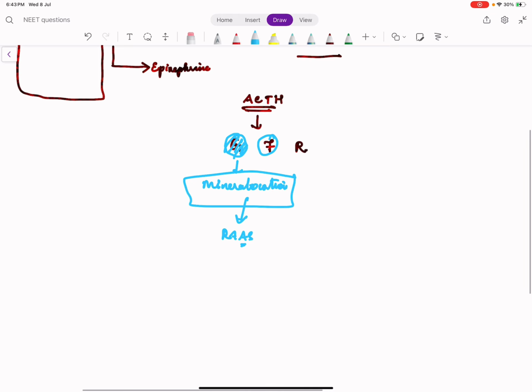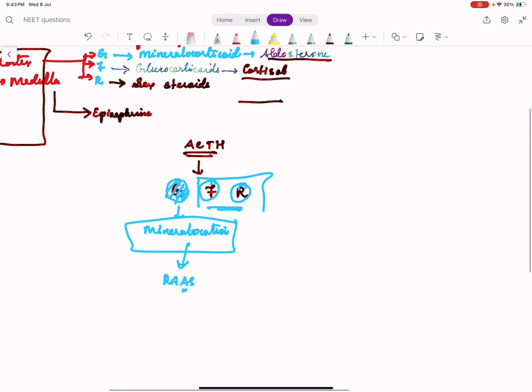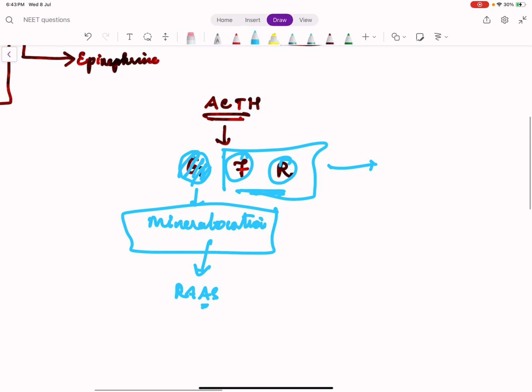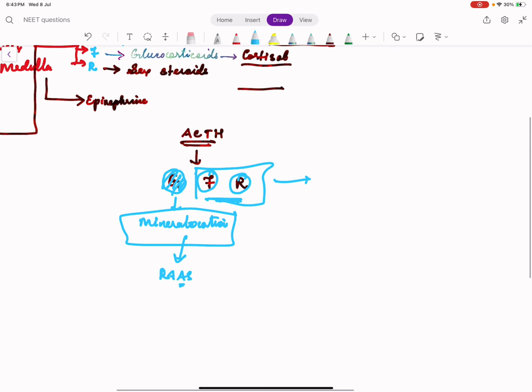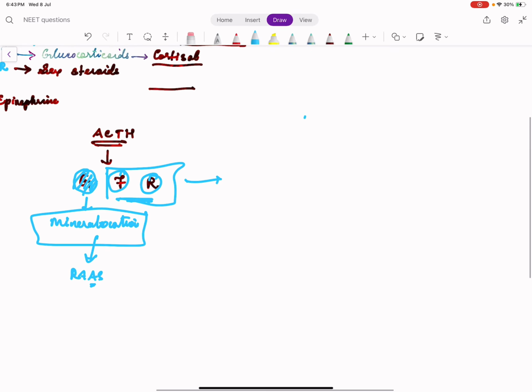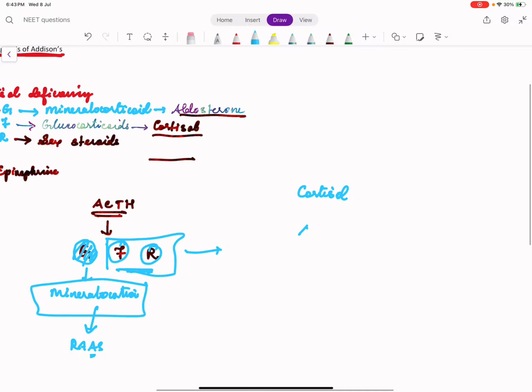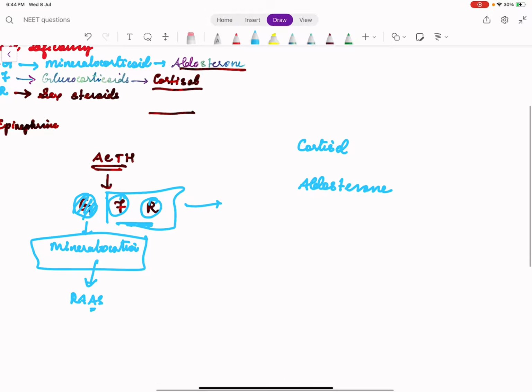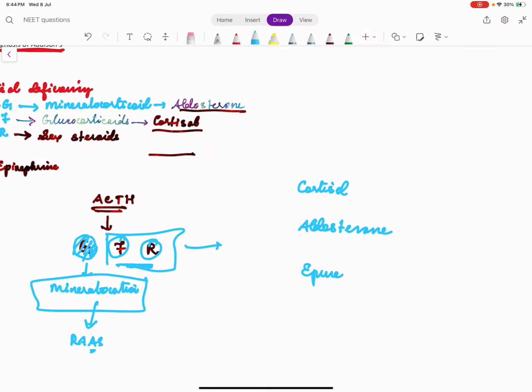Whereas zona fasciculata and zona reticularis are controlled by ACTH. This is very important when you discuss the pathology in pediatrics about a few diseases like congenital adrenal hyperplasia. We are not discussing that here. So, like in last class we discussed, we have cortisol, aldosterone, sex steroids we are not discussing, and we have epinephrine.